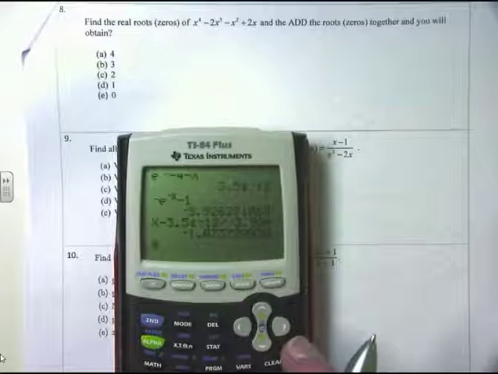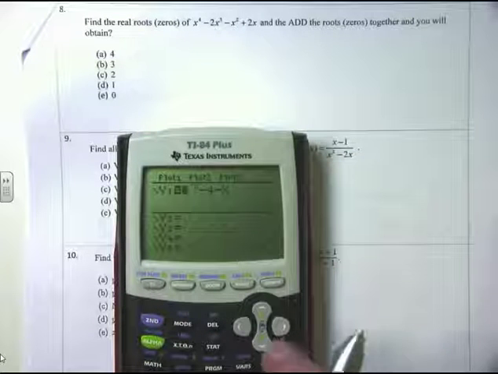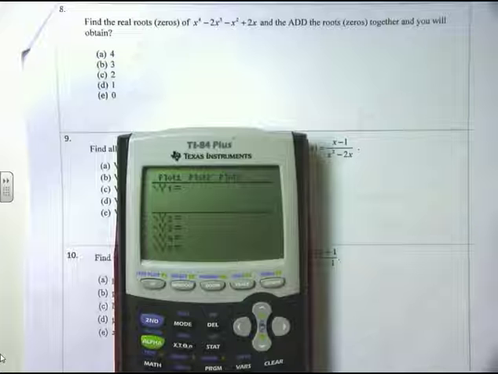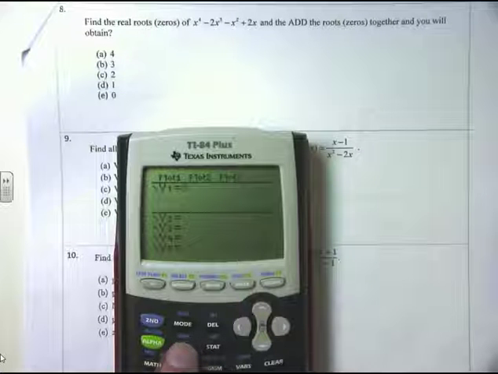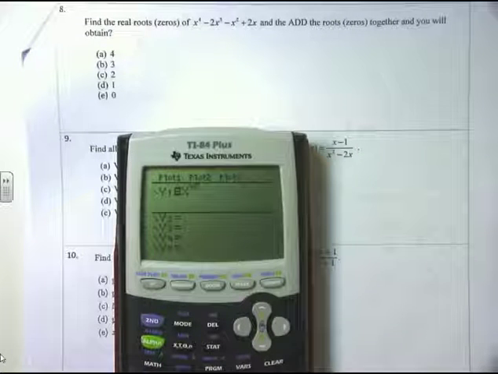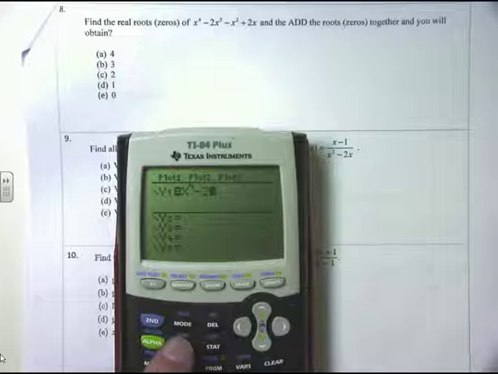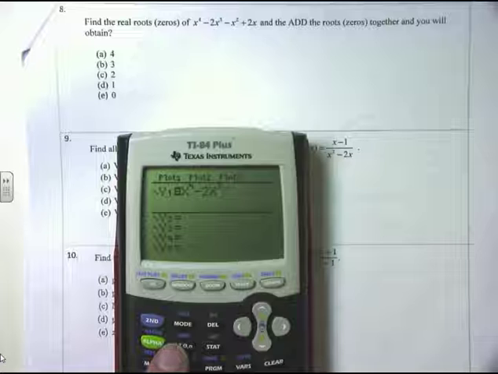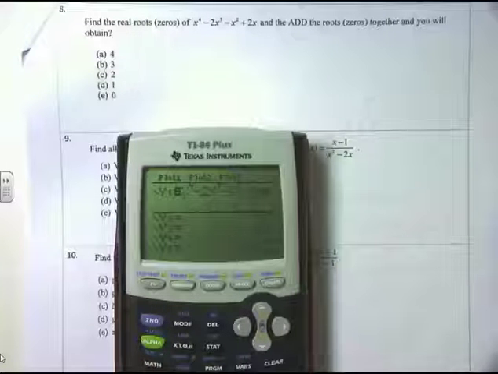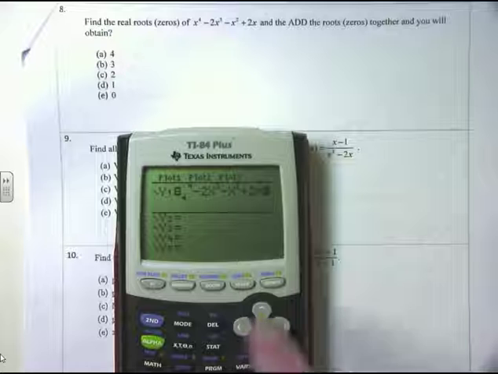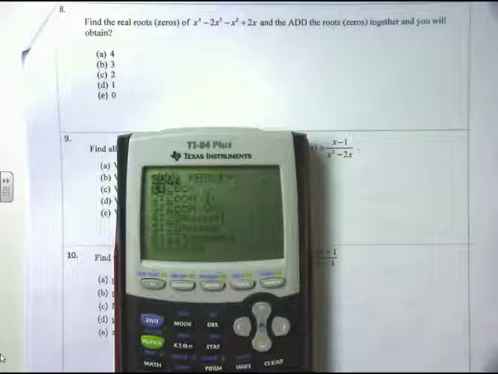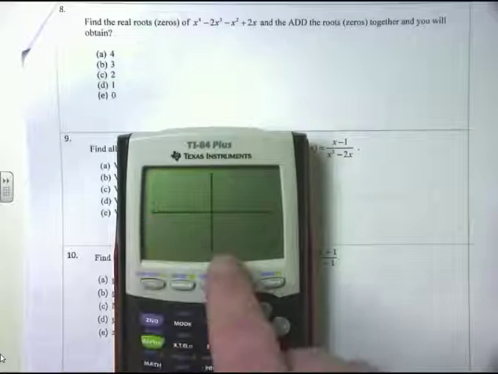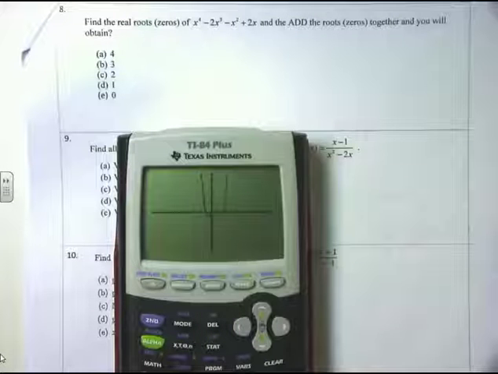So if they're asking me to find roots, the first thing I'm going to do is graph this. Let me go over here to my equations and clear out anything I had in there before. I'm going to graph this function: x to the 4th minus 2x cubed minus x squared plus 2x. I'm going to hit zoom standard. Zoom standard gives me a -10 by 10, -10 by 10 screen. And here is my graph.